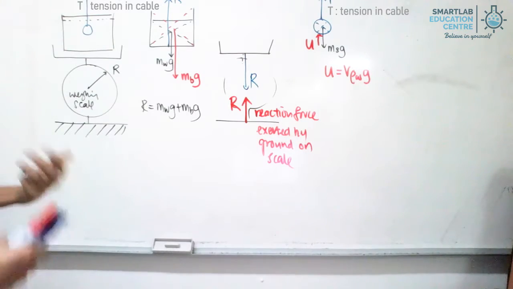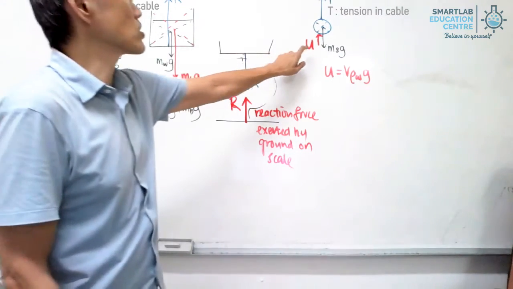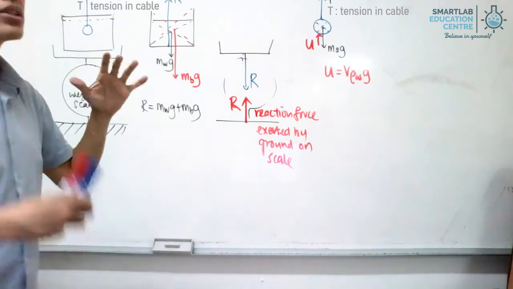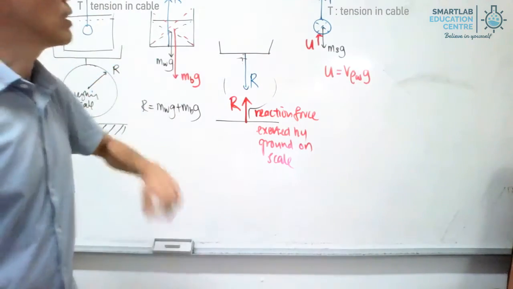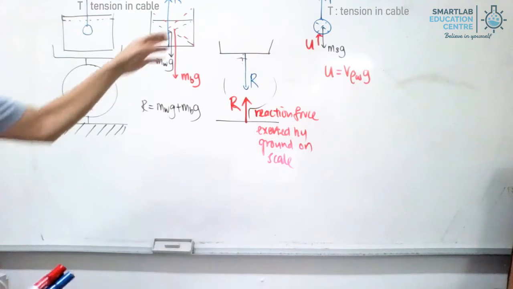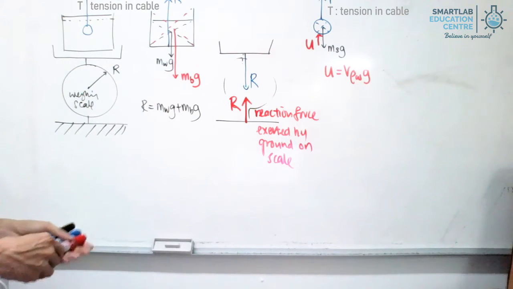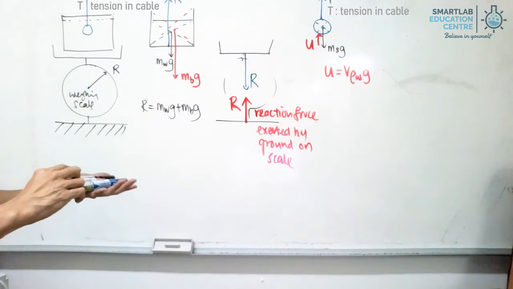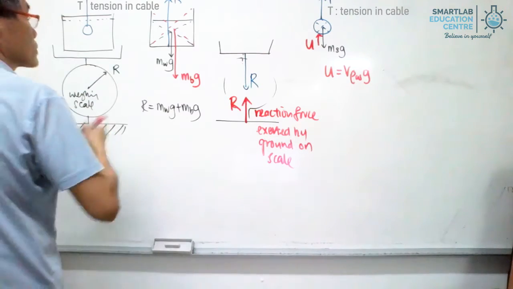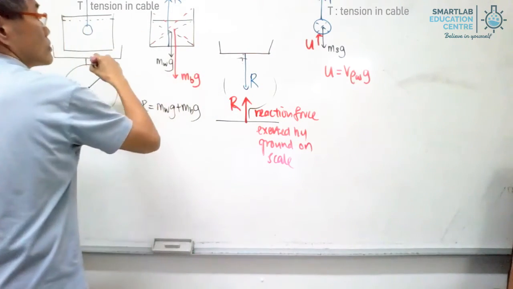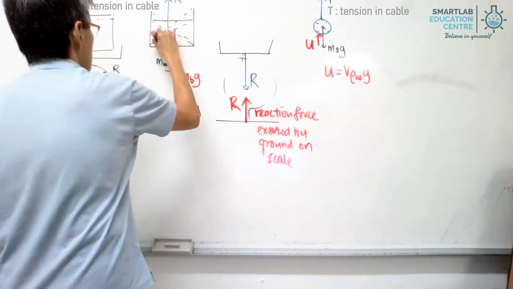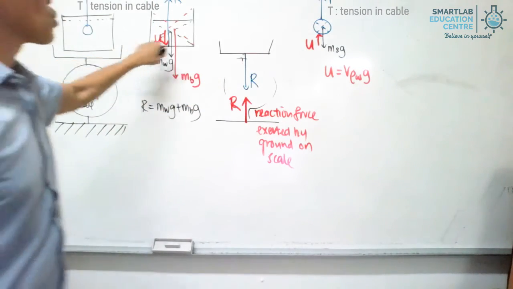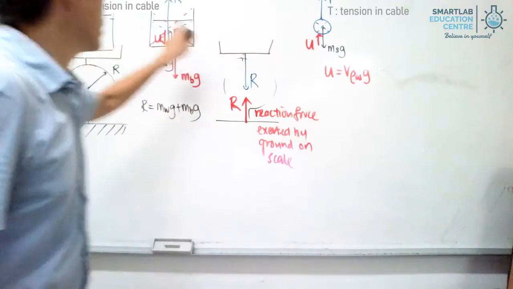The other action-reaction pair we're going to introduce next is a consequence of the upthrust acting on the ball. The upthrust acting on the ball is the force exerted by the water on the steel ball. Conversely, the force exerted by the ball on the water will also be U. So there will be a U exerting downwards. These two forces are an action-reaction pair due to the contact between the ball and the water.